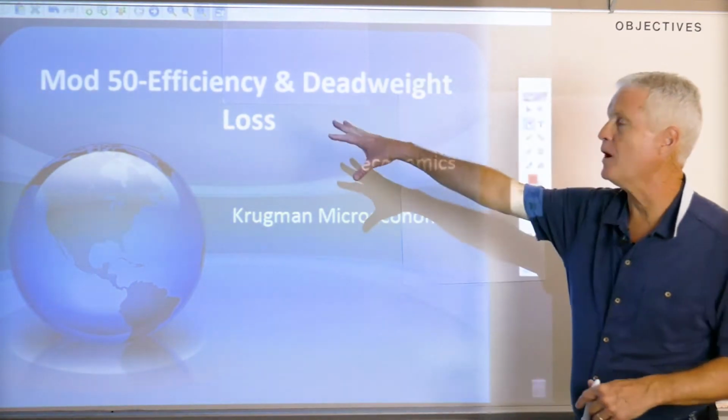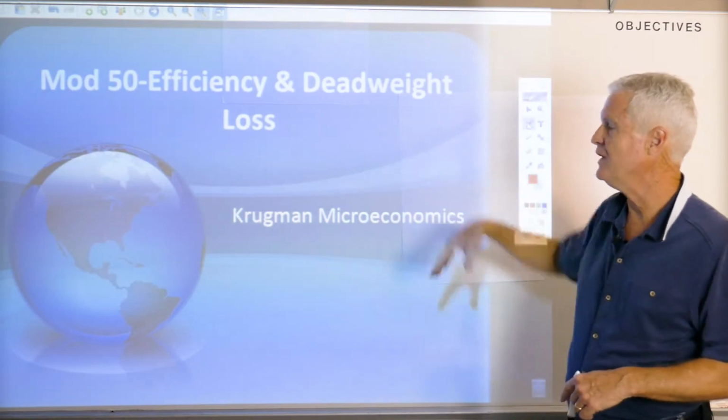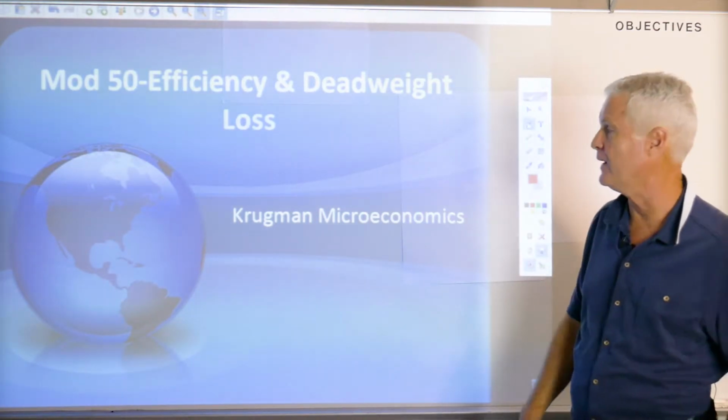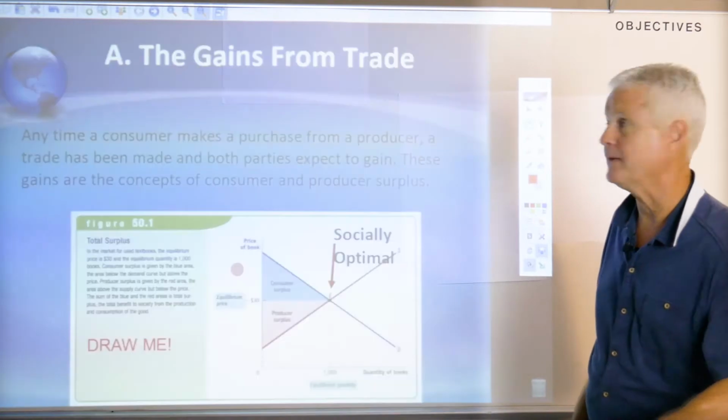Today, we're going to talk about Krugman Module 50, efficiency and deadweight loss and consumer surplus and all that good kind of stuff. So let's get started.